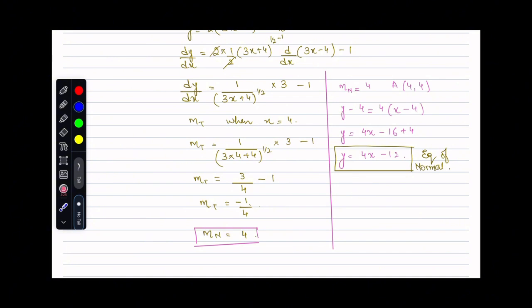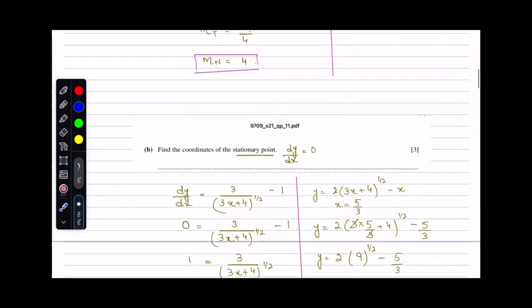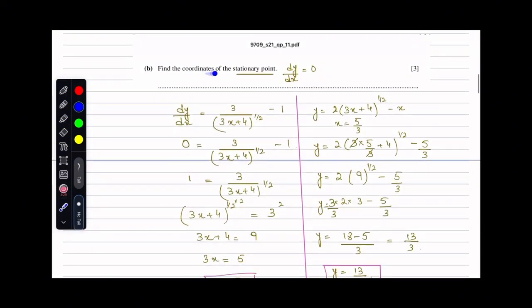Let's do the second part of the question. Find the coordinates of the stationary points. We know that at the stationary point, dy by dx needs to be 0. We already had dy by dx, the first differential, which was 3 over (3x plus 4) to the power 1 by 2, and a minus 1. I will be substituting this gradient to 0.